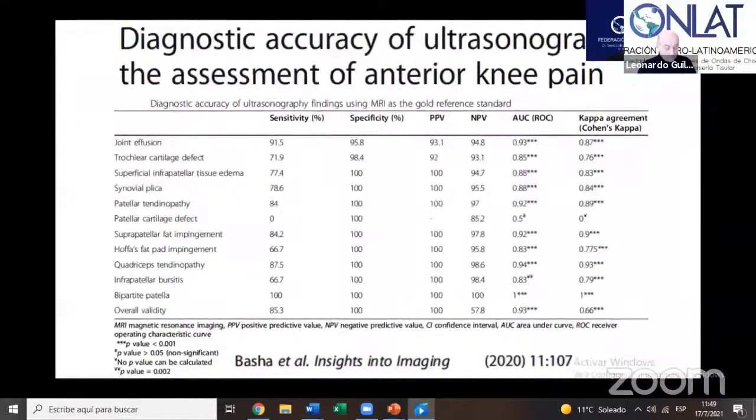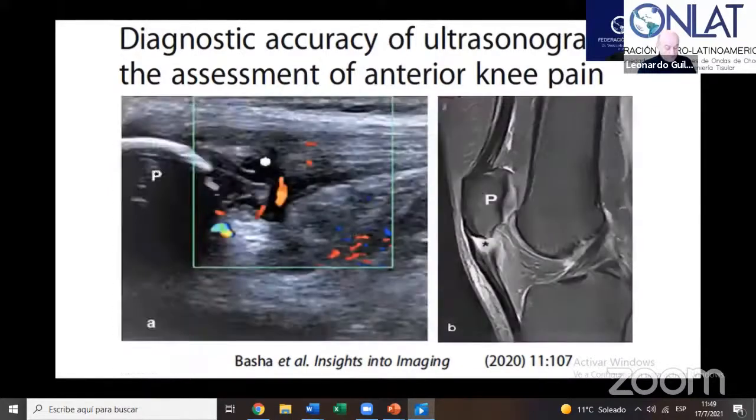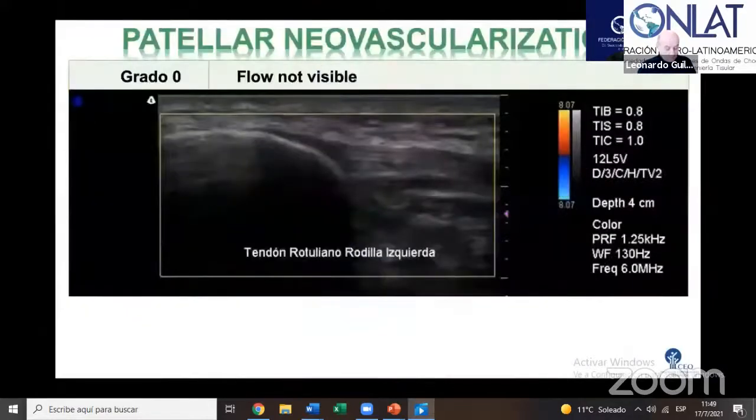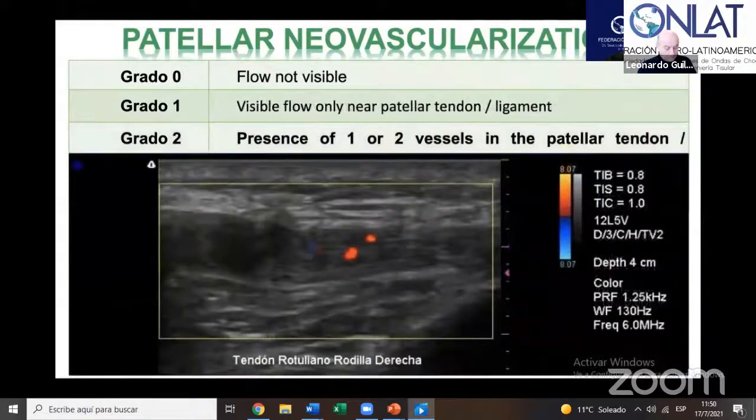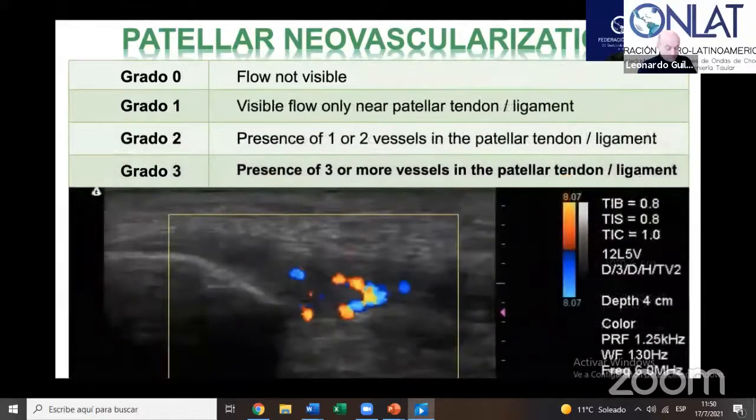As a method of initial diagnosis, ultrasound has shown safety in diagnosis compared with MRI, allowing us to see details of better quality in the patellar tendon, like neovascularization or ruptures, as well as the neovascularization scale, in which grade 0 does not show flow, grade 1 vascular flow is visible only near the tendon, grade 2 is the presence of one or two vessels in the patellar tendon, and grade 3 is the presence of three or more vessels in the patellar tendon.